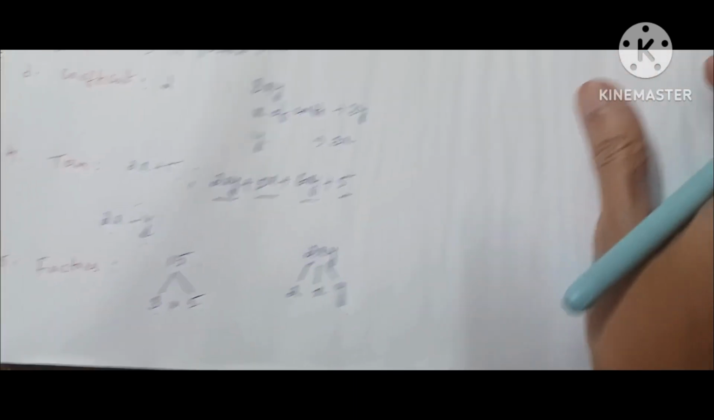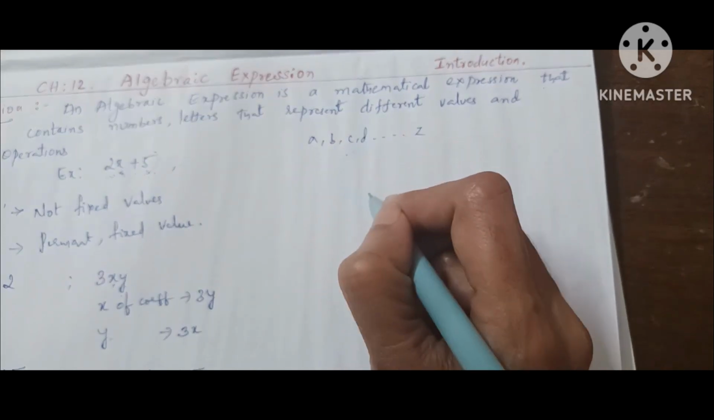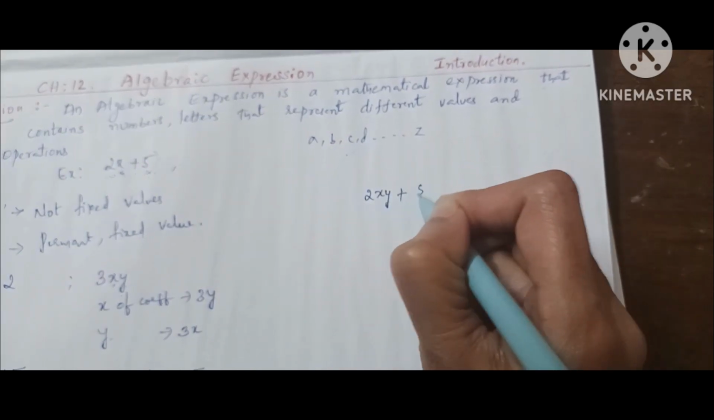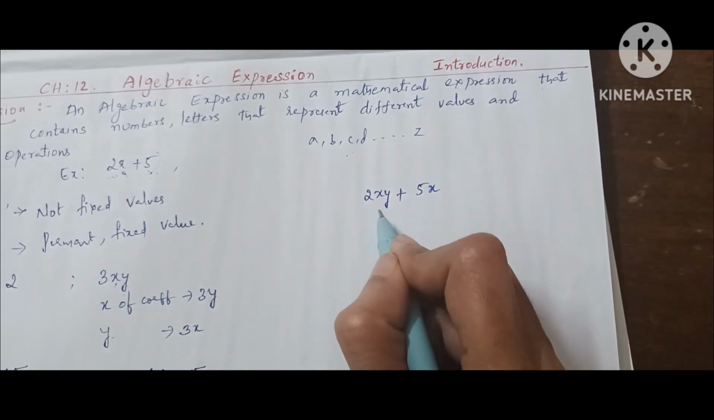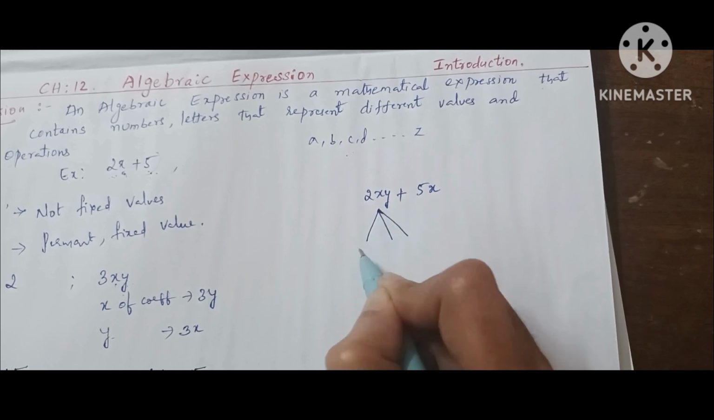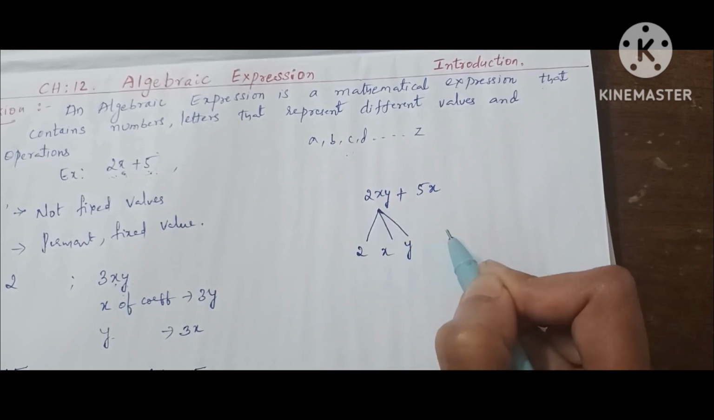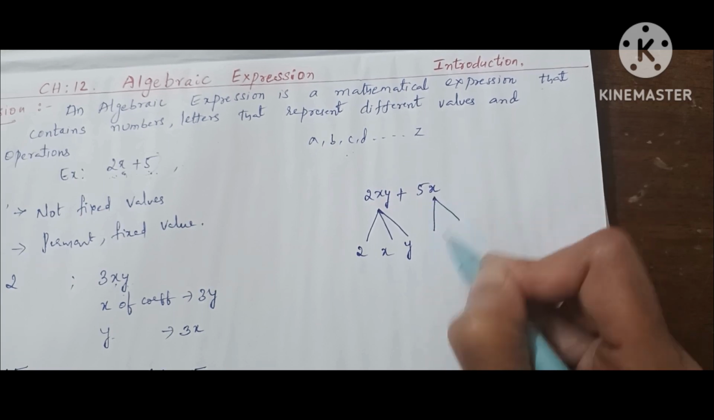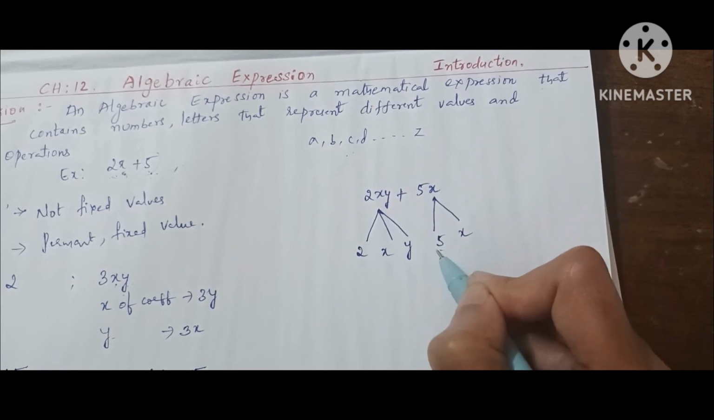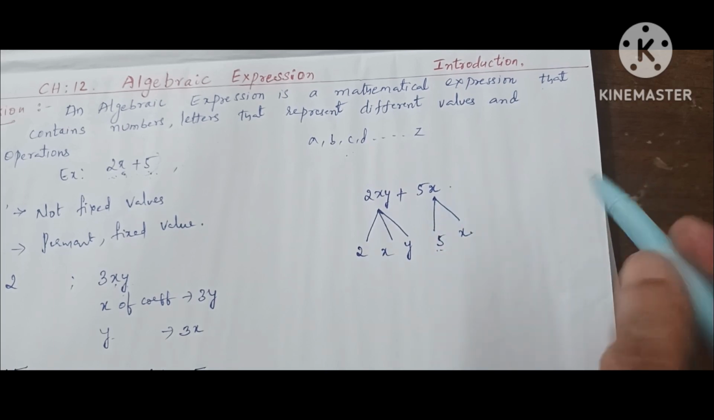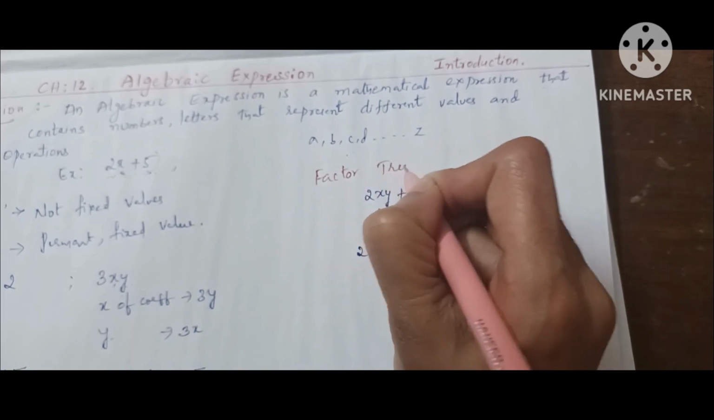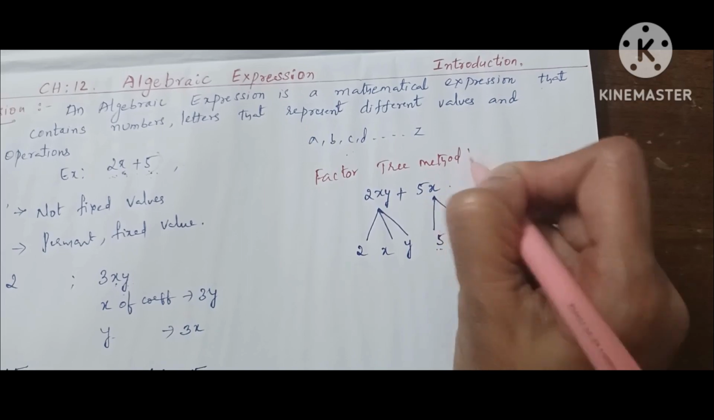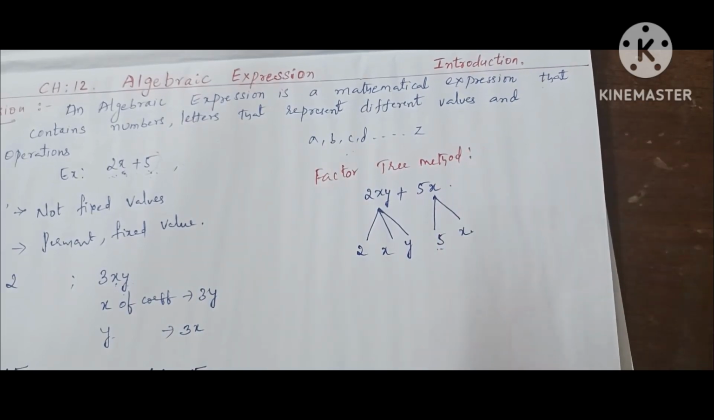For example, suppose you are writing 2xy plus 5x. What are the factors for this? For 2xy, 2 is one factor, x is a factor and y is a factor. Then for 5x, 5 is one factor and x is another factor. So this method we will name the factor tree method. If they ask you to find the factors with the factor tree method, this is the factor tree method.